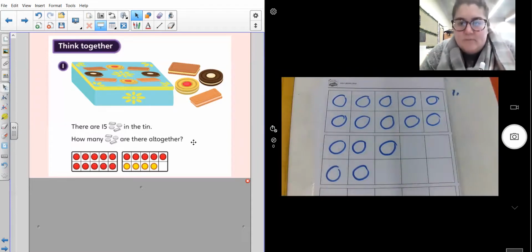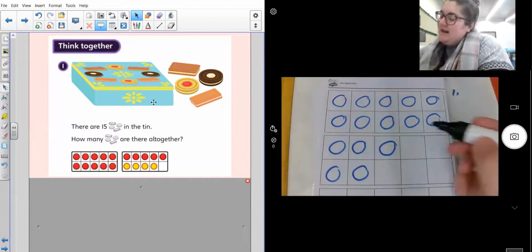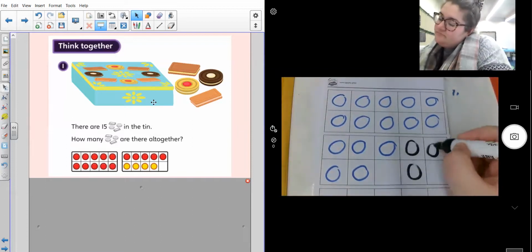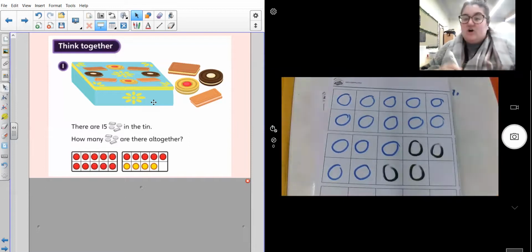Now, I can see some biscuits have been left out. They are on the side of the biscuit tin. Can you see them here? And I can see 1, 2, 3, 4 biscuits left over. I've added on those 4 biscuits in a different colour.